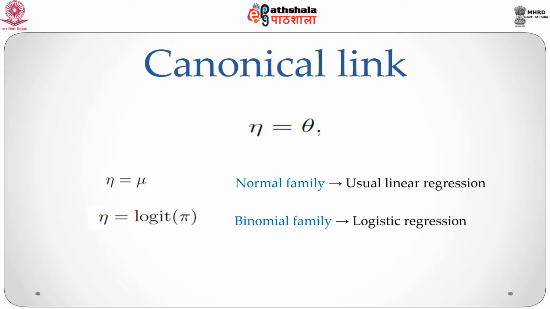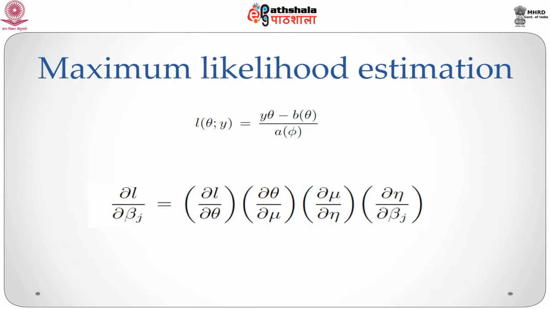A third and more mathematical motivation is given by the choice of the canonical link. You will see in subsequent slides that the log likelihood and the score equation simplify. For the case where we have a canonical link, the properties of the asymptotic estimators hold in smaller samples, thus giving us some justification for the choice of a canonical link. Now let us derive the maximum likelihood estimators for the generalized linear model.